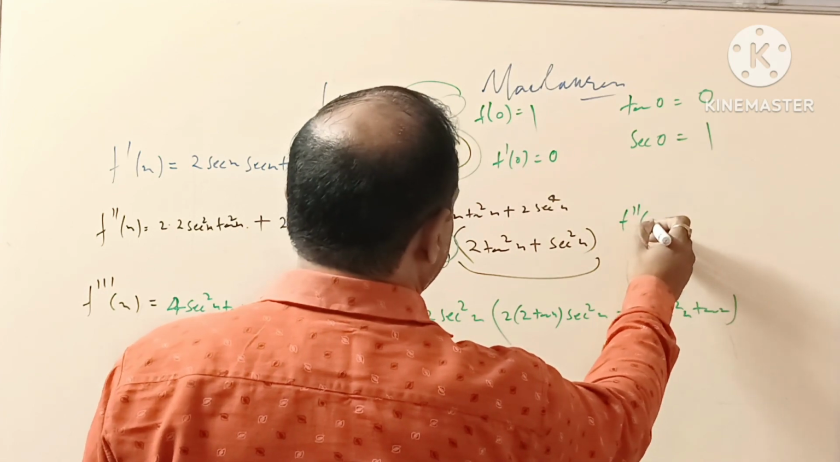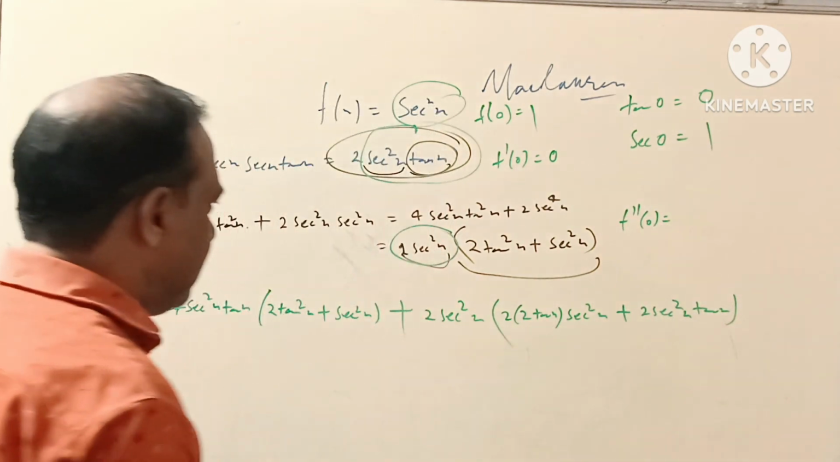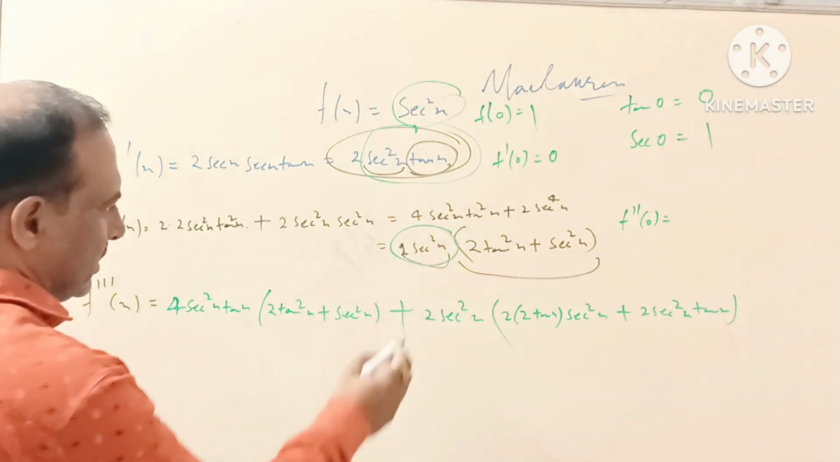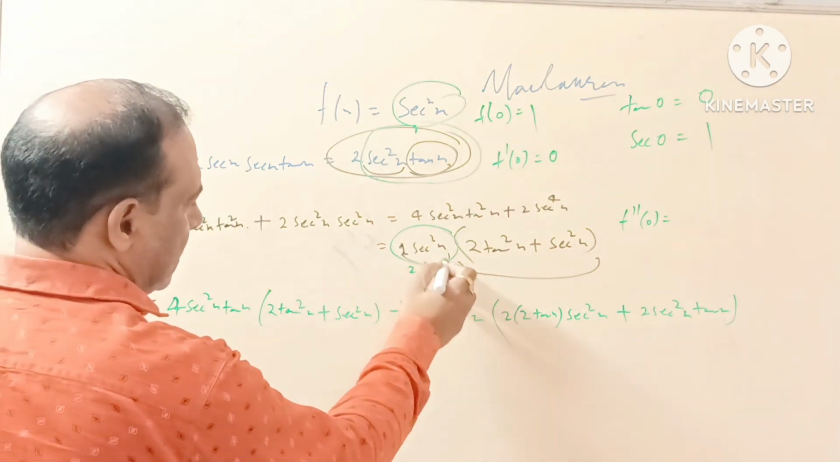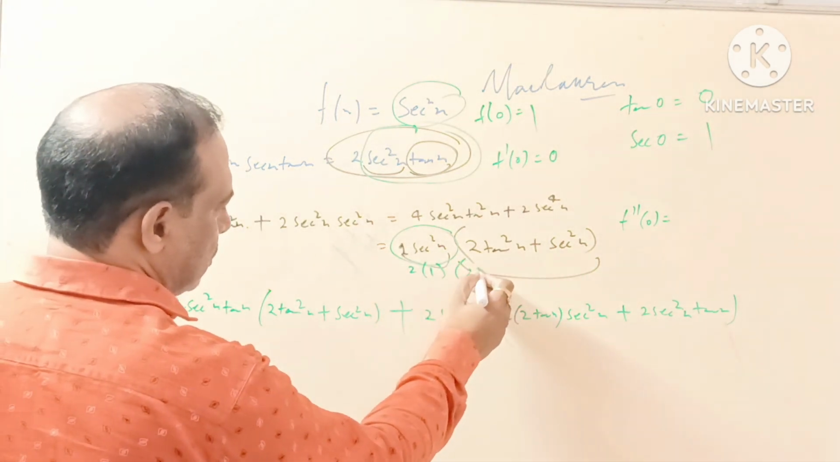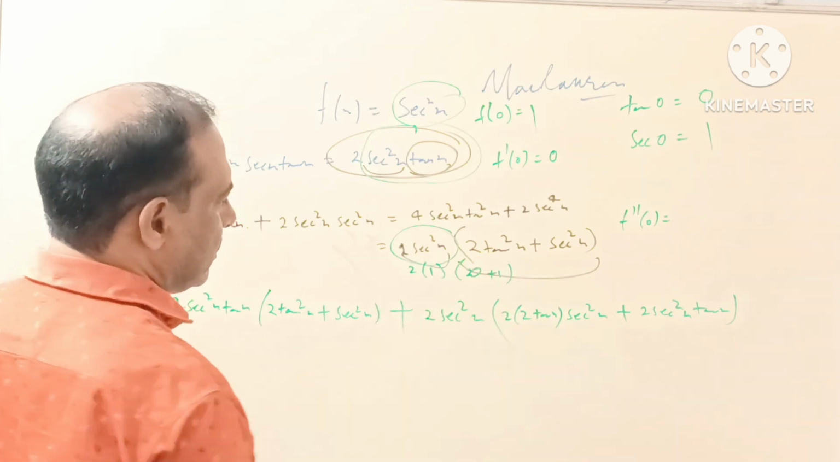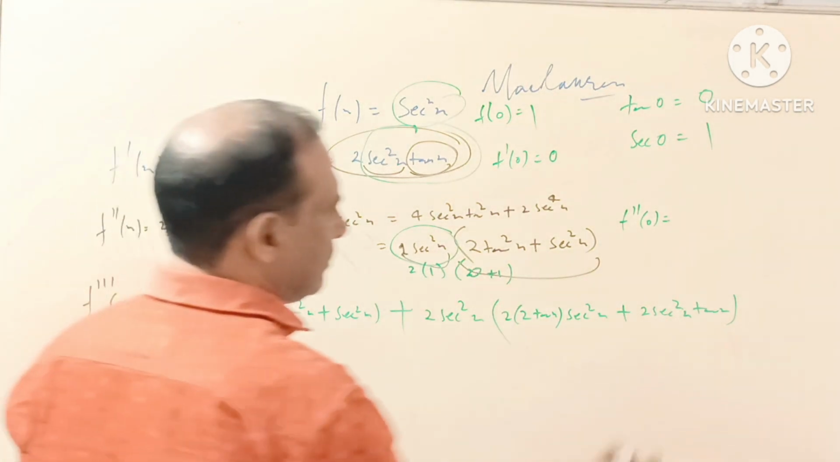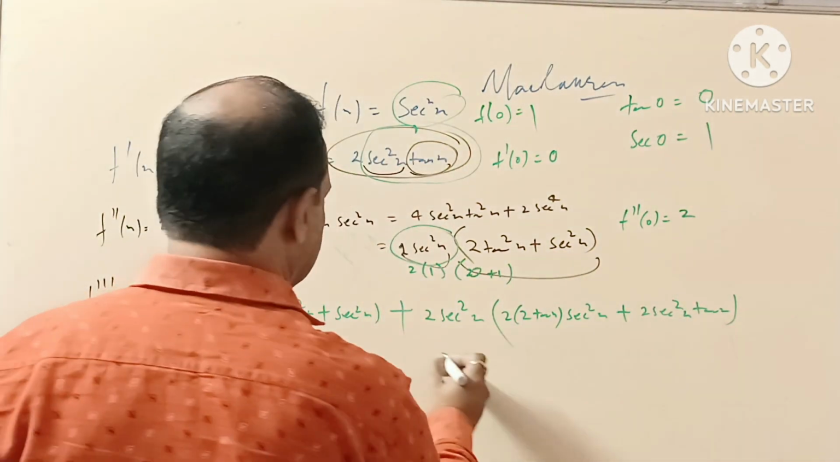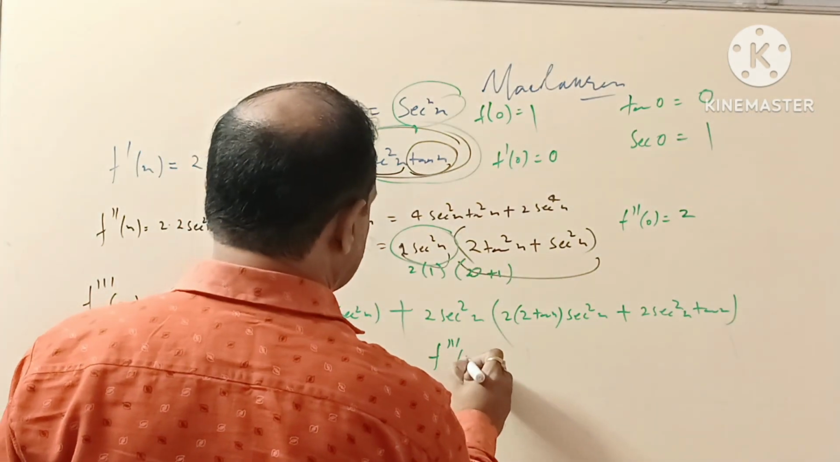In the case of f double dash 0, here I am having 2 sec square x. It will give me 1, this is 1, and this will give me 2 into 0, which will become 0, plus 1. Now the answer will be 2. Now here this is f triple dash 0.